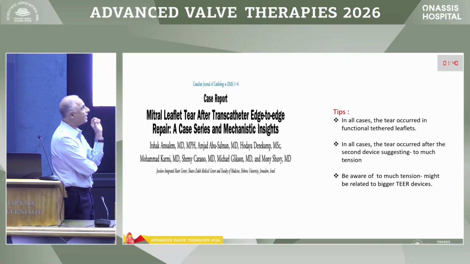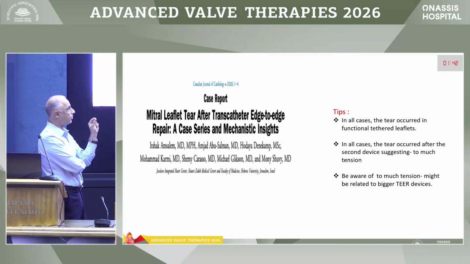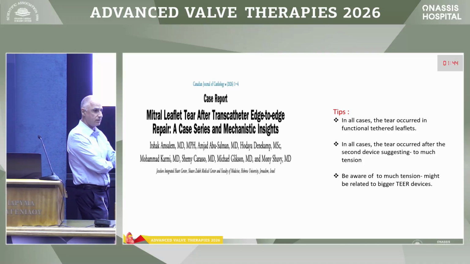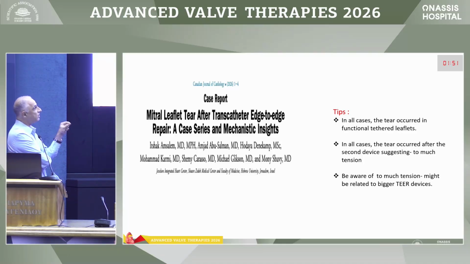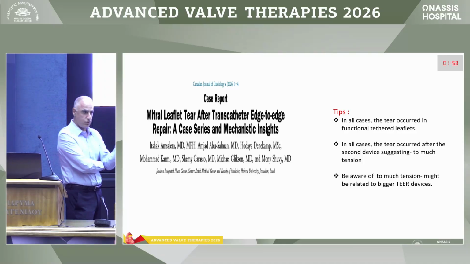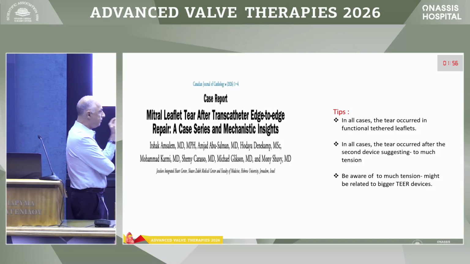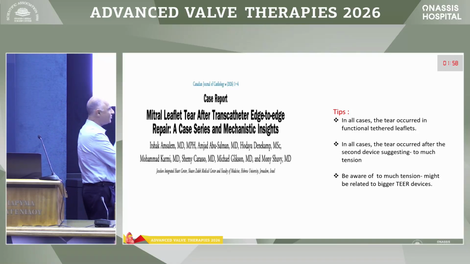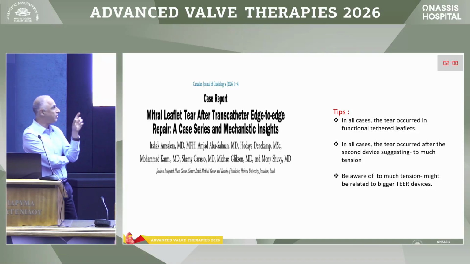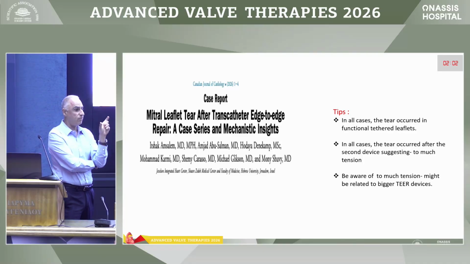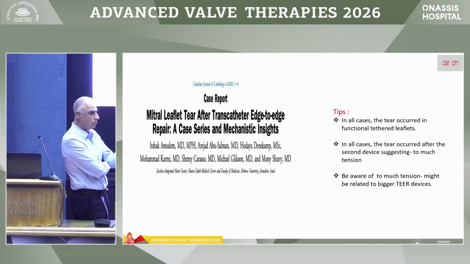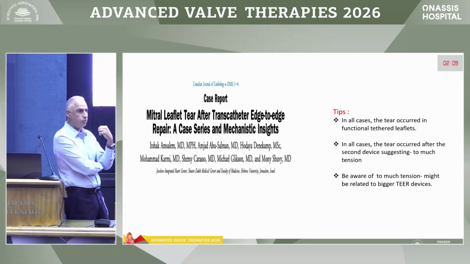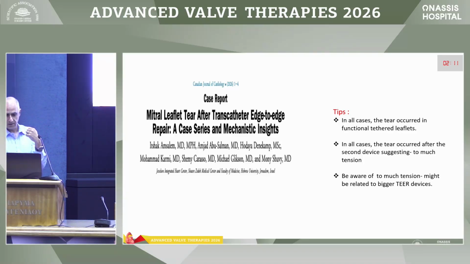In all cases, the tear occurred after the second device was implanted, including those during the procedure, suggesting that there was too much tension on the leaflets. Be aware of too much tension. It might be related to a bigger device in patients with functional disease, especially thin leaflets like this young woman with a lot of tethering. Be aware of too much tension on the leaflets.